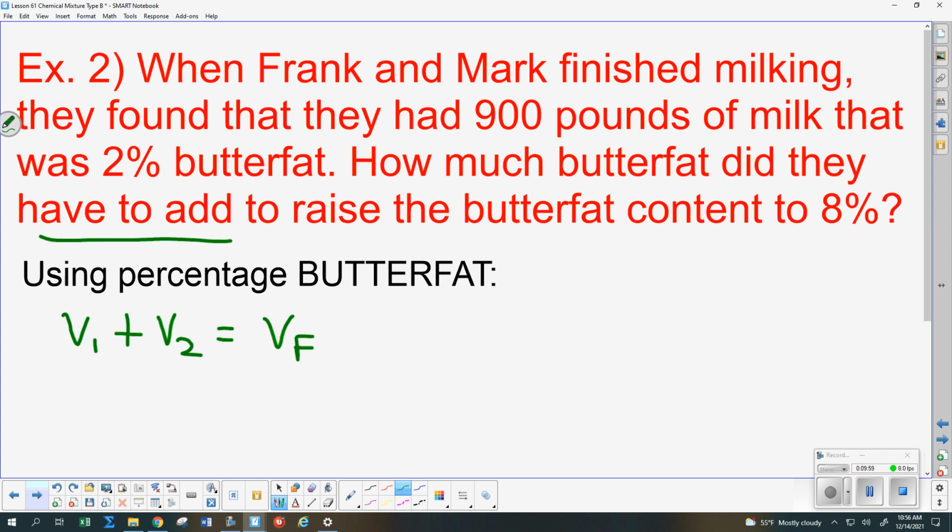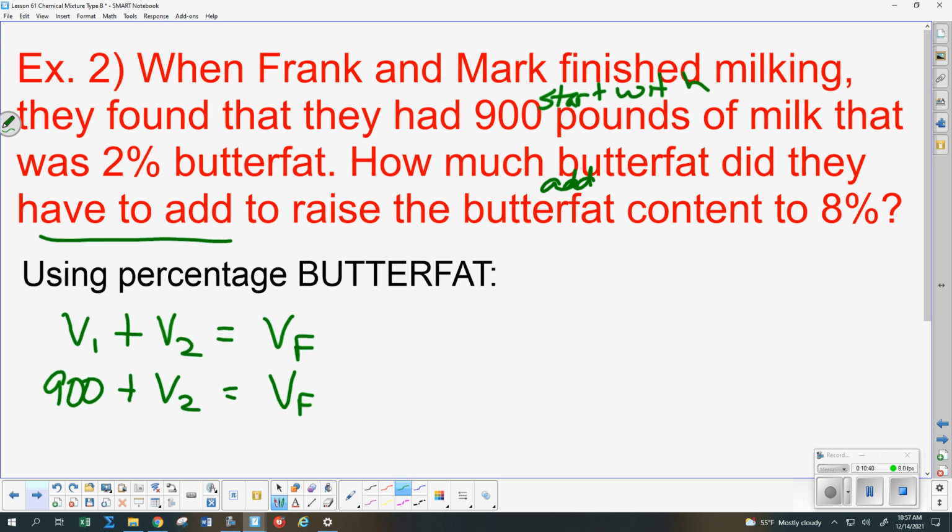Is that V1, V2, or VF? It's what? This is what they start with, right? And then they are going to add this to get a final. So that 900 is our V1. And this is what's a little bit different. The problems you've had so far, you've known the final amount, you've known VF. This one, the amount they tell you is not VF. That's the only slight little difference on this.